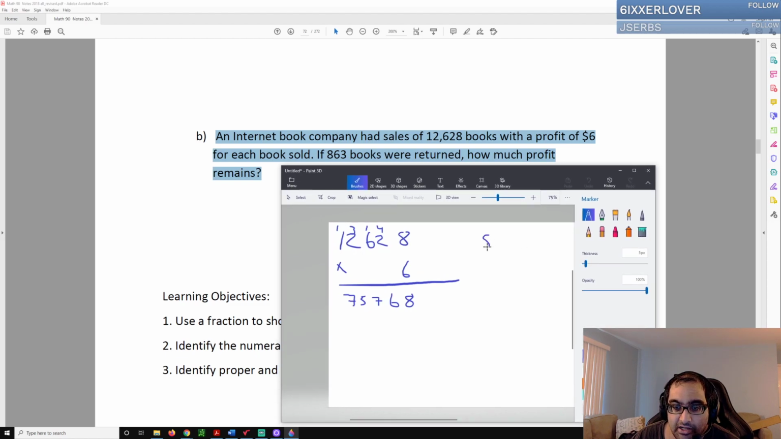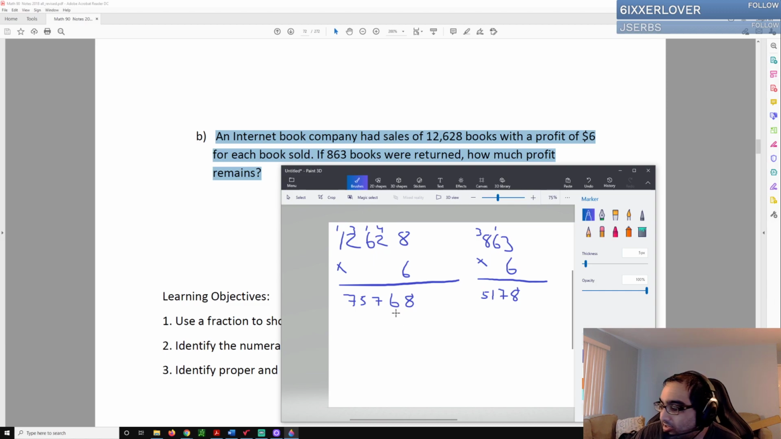But 863 will be returned. So we're going to have to give back those $6 profits there. So 3 times 6 is 18. 6 times 6, 36, plus 1, 37. And then 6 times 8, 48, plus 3, which is 51.